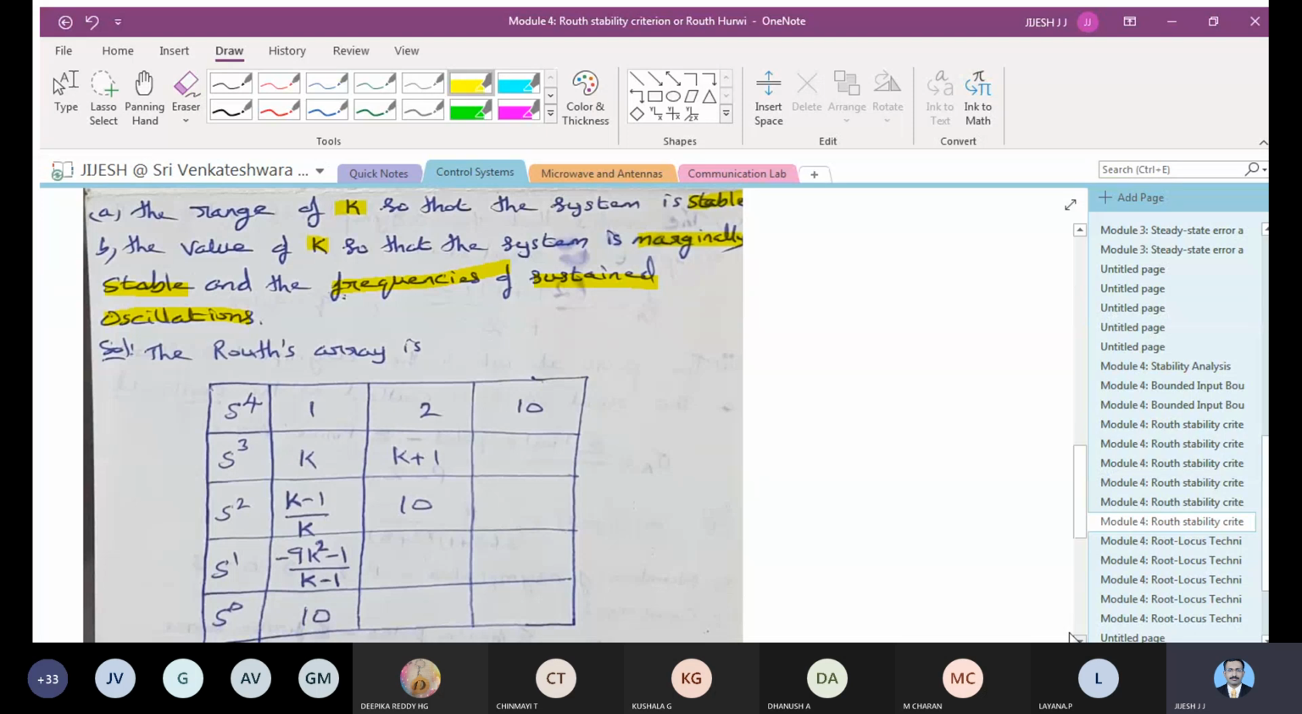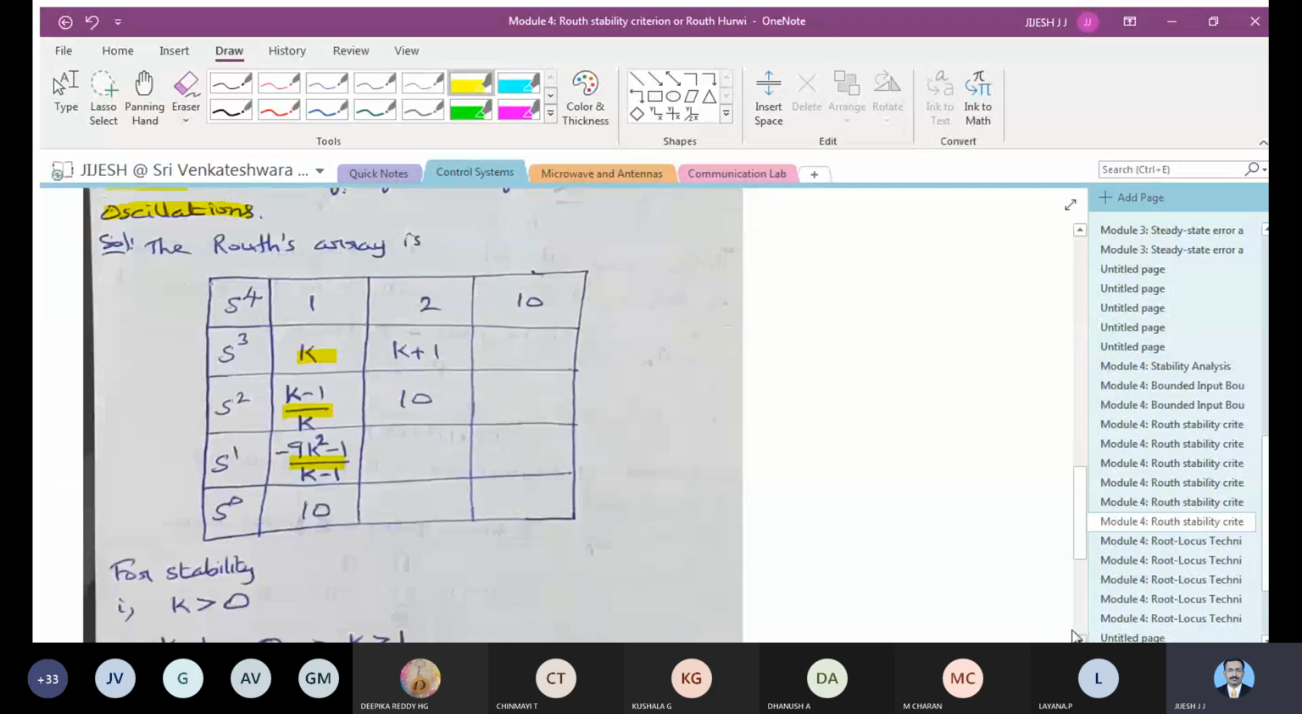So all of you have completed it: 1, 2, 0, 10 and (k+1), (k-1)/k, 10 minus 9(k²-1)/(k-1) and 10 you will get. So now we have to see whether the system is stable, unstable or marginally stable. Same method as what you have done. So this term, (k-1)/k, and 9(k²-1)/(k-1), all has to be positive to be called a stable system. So that is the condition we are going to write.